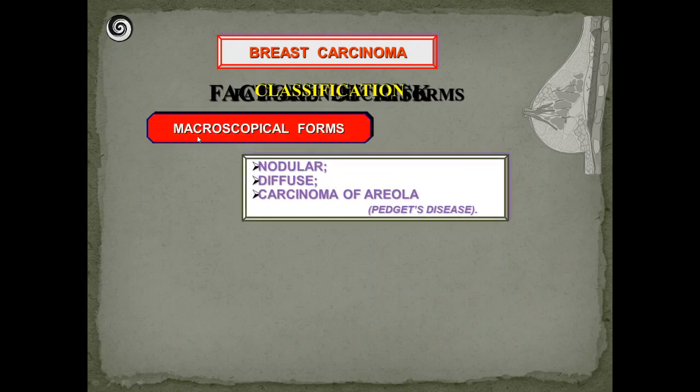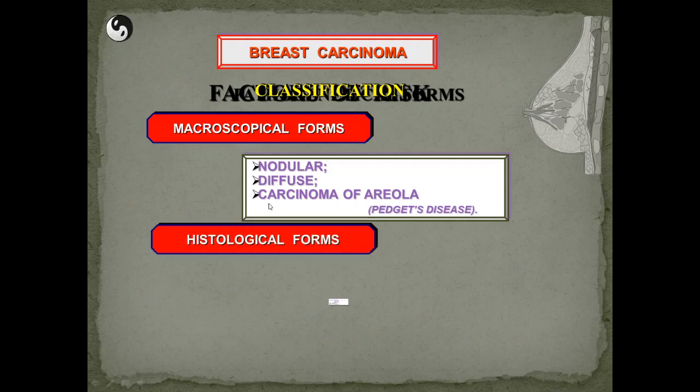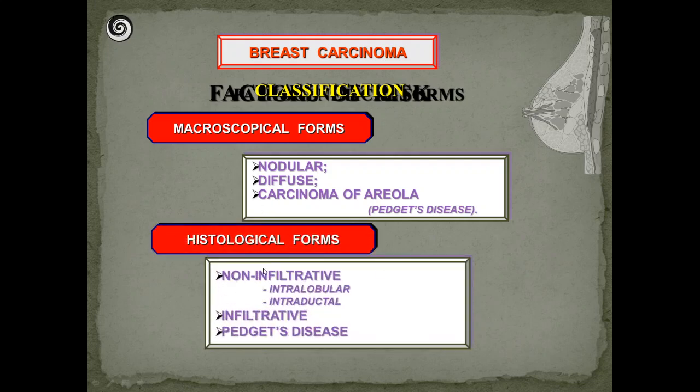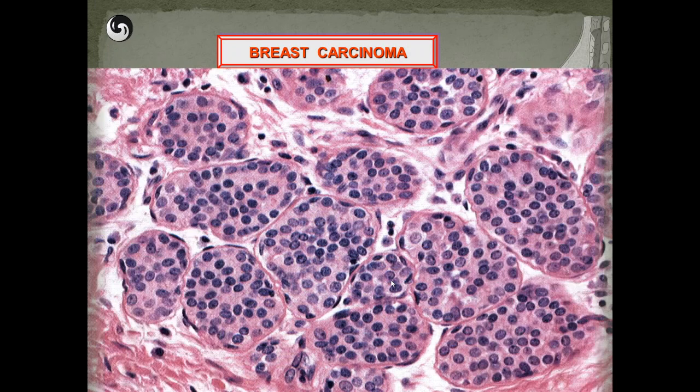Classification: pathological. Yes, so exactly according to our subject. So macroscopical forms: nodular, diffuse, and carcinoma of areola or Paget's disease. If you see problems with the areola, your first thought should be Paget's disease. It's crucial. Histological forms: non-infiltrative or non-invasive, intralobular, intraductal, and infiltrative or invasive. And a separate type is Paget's disease.